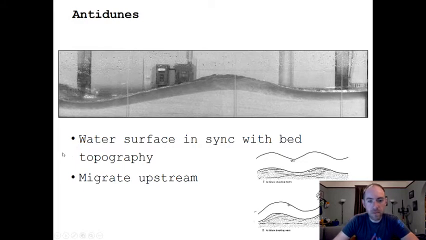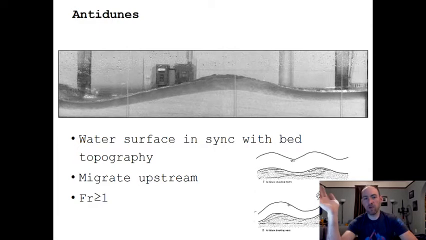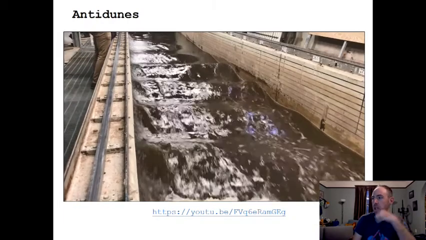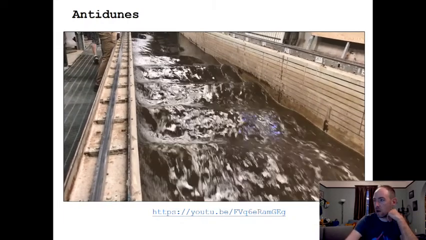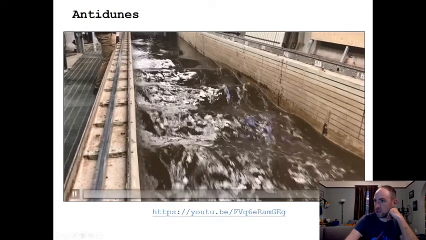Okay, and so those are kind of interesting, and you end up with very interesting stratigraphy that gets formed by those. And again, those are Froude numbers of greater than 1, right? So as you pass that critical stage and into what's called supercritical Froude number conditions, that's how you get antidunes. And here's a video of that from the same flume experiment in Minnesota as the previous video.